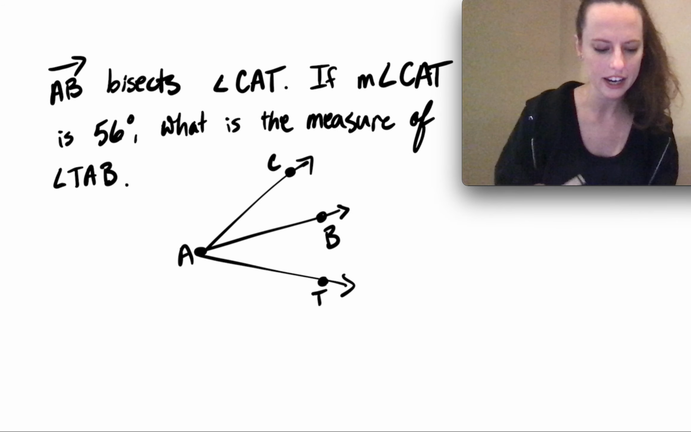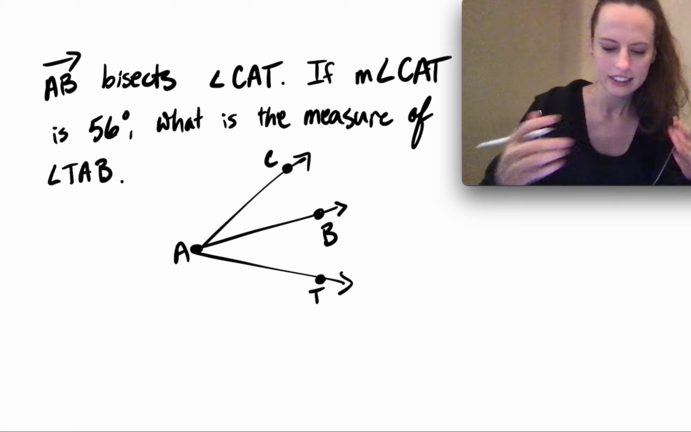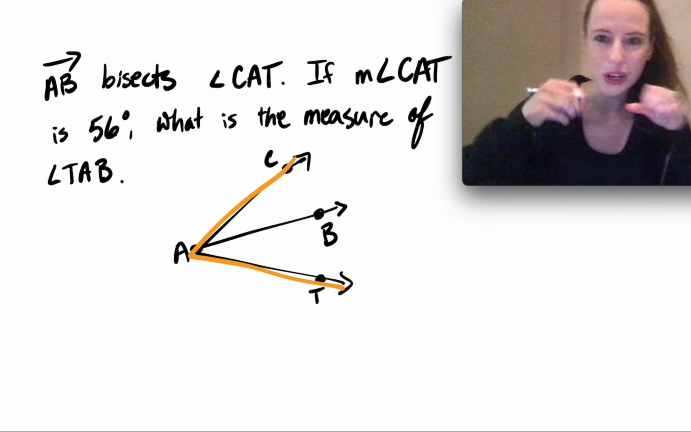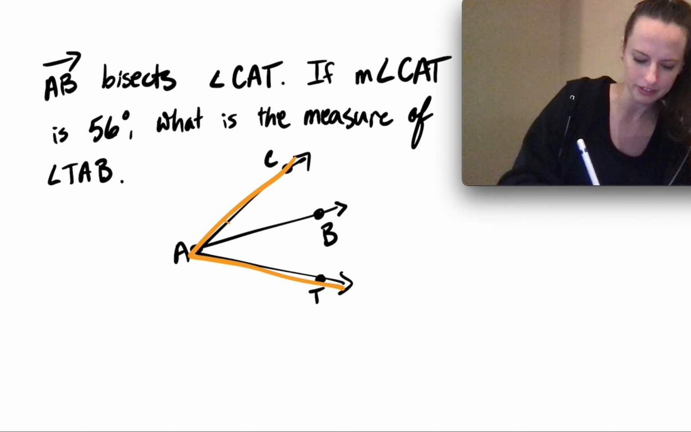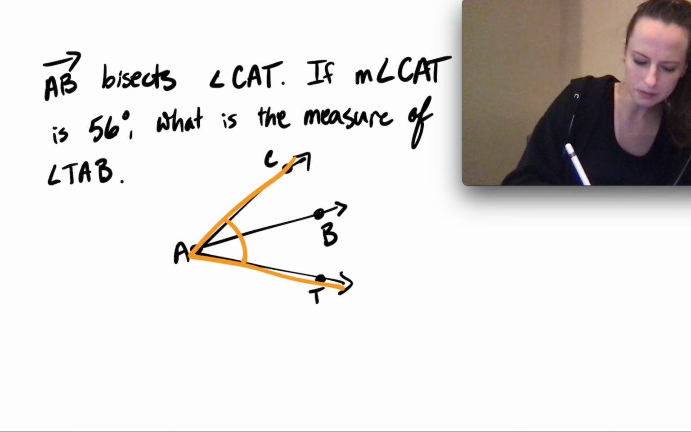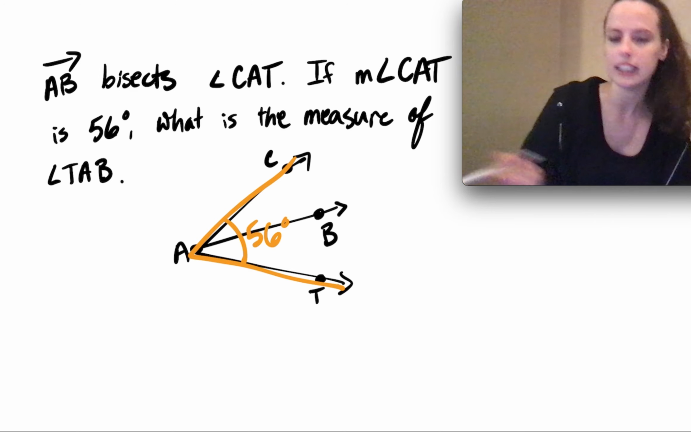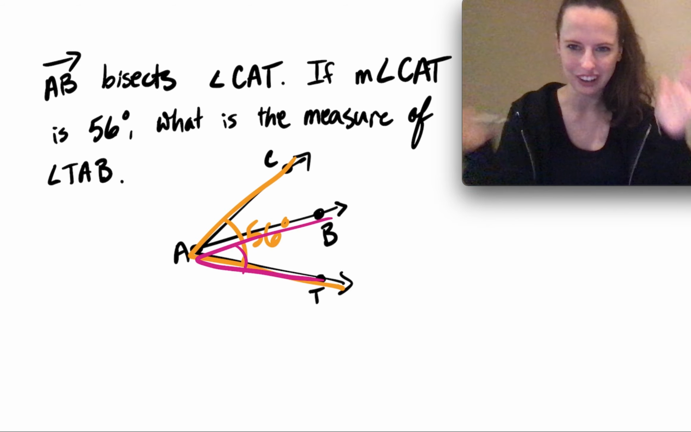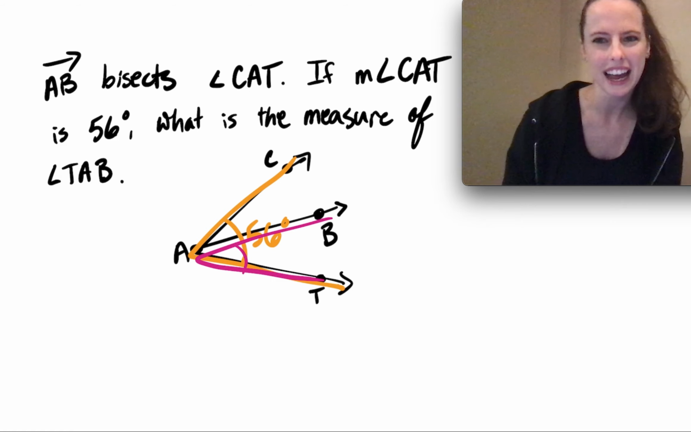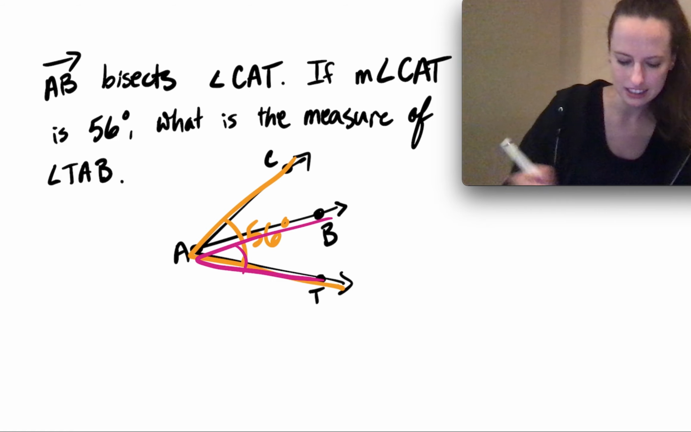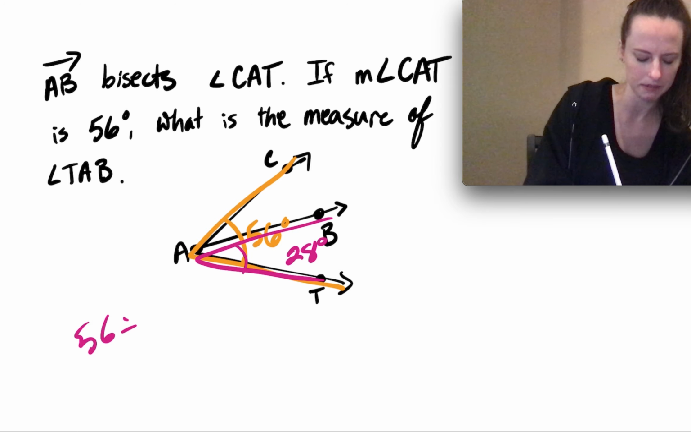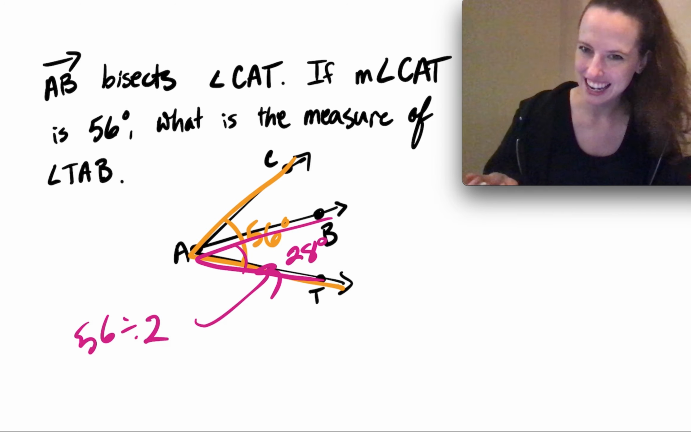All right, so let's look at a couple examples of this. We have ray AB bisects angle CAT. If the measure of angle CAT, the original bigger angle, is 56, then what's the measure of angle TAB? Well, TAB is one of the halves of that larger angle, so it's just going to be half of 56, which is 28 degrees. I'm just doing 56 divided by 2 to get 28.